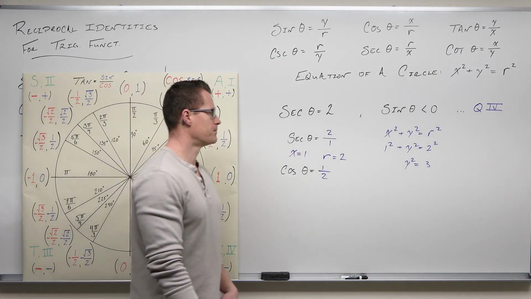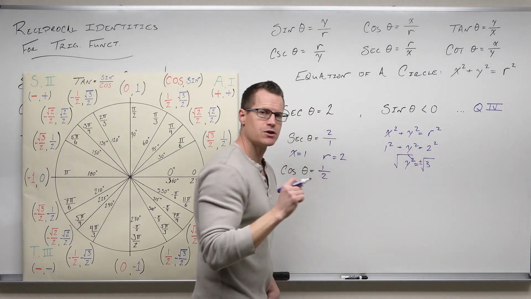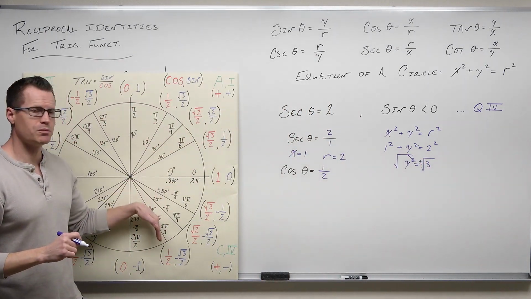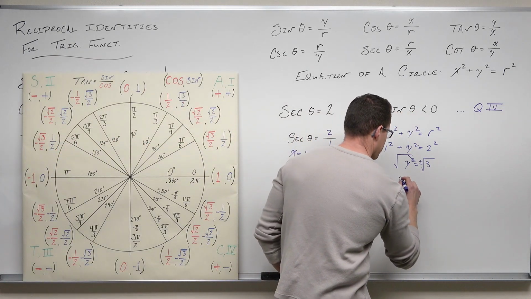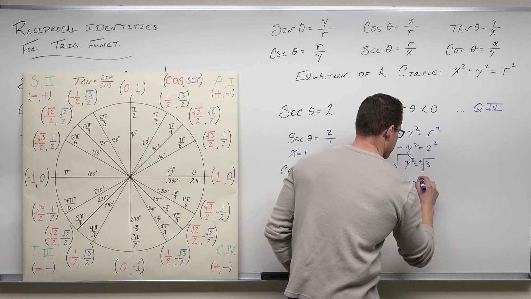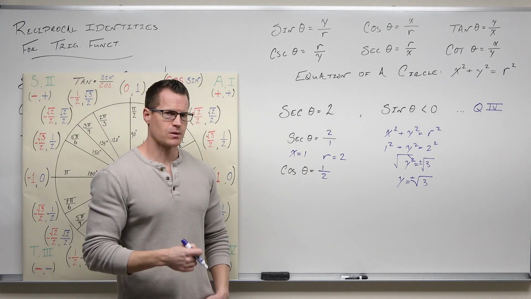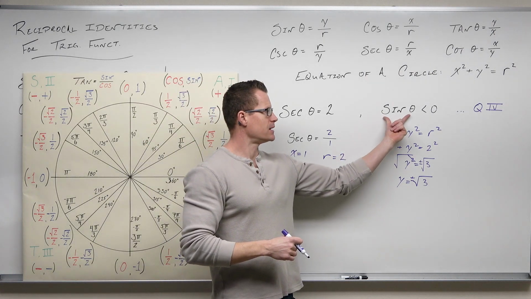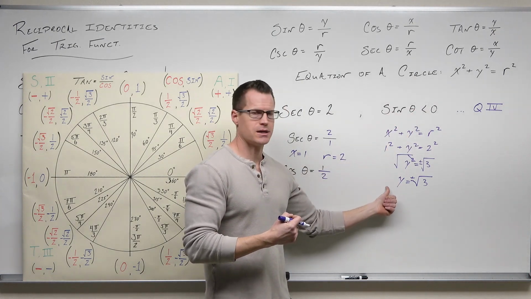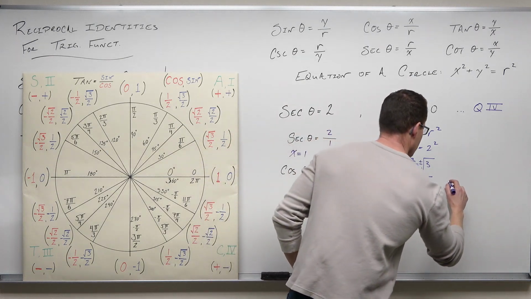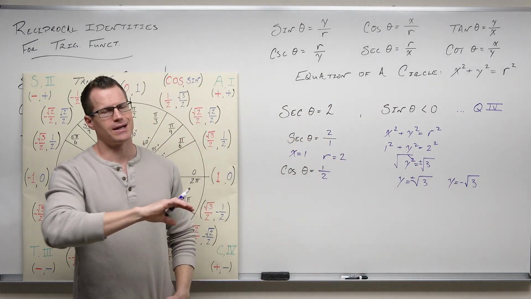Let's take the square root of that. If we take the square root, you have to show the plus and minus. That tells you you have 2 possible outputs, and then this is going to tell you which one to pick. So y equals positive or negative square root of 3. Because we said that sine is less than 0, sine is negative. Sine is the y here, so we have to pick the negative. And this lets us find everything else.